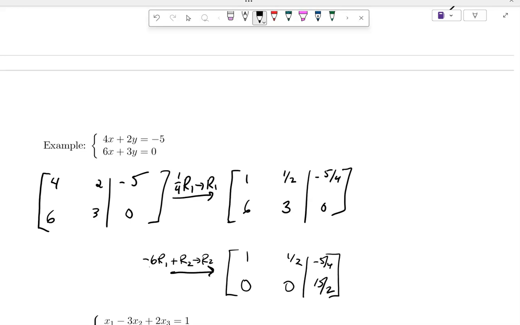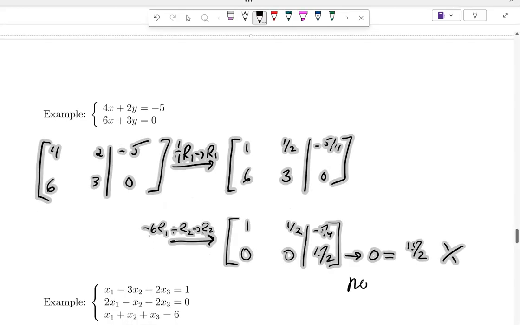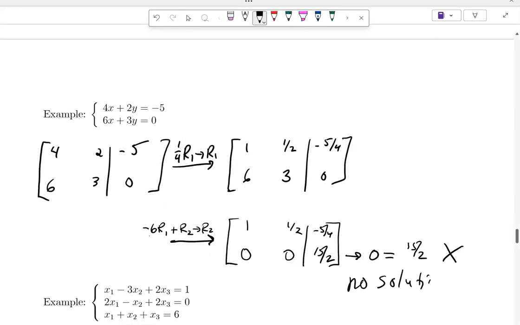At this point, again, we're done, because what does the last row now tell you? Yeah, this last row says 0 equals 15 over 2, which is false, isn't it? Right? So at this point, we get no solution. We don't have to do any more work. Okay. Is this process okay so far? All right.